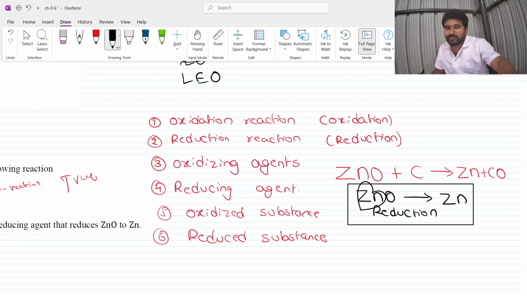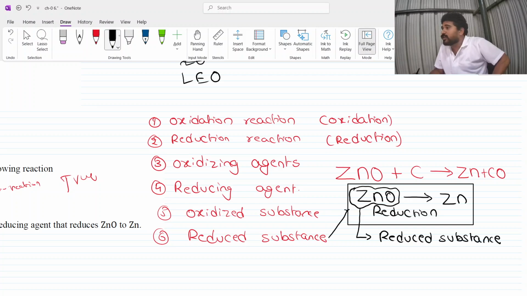Now, in the reduction reaction, who underwent reduction? ZnO. This ZnO is called, first of all, the reduced substance. Whenever they ask for a substance, it should be on the reactant side. If I ask for reduced product, it should be on the right side. Reduced substance should always be on the left side. Keep that in mind. Understand? You will never answer from the right side. Clear? Always our answer should be on the left side.